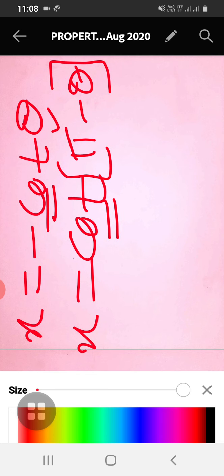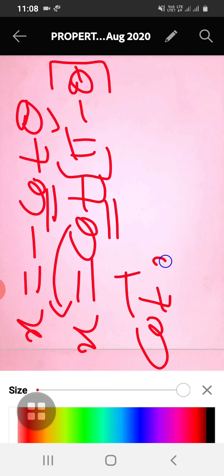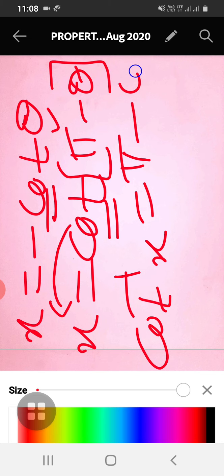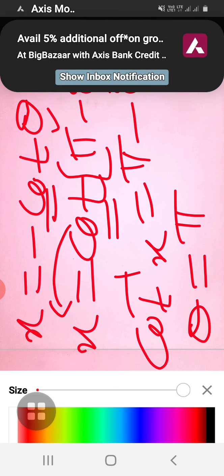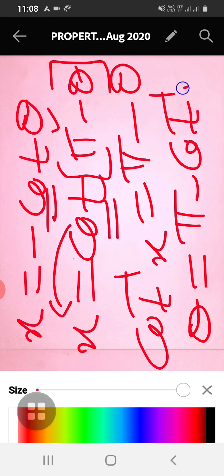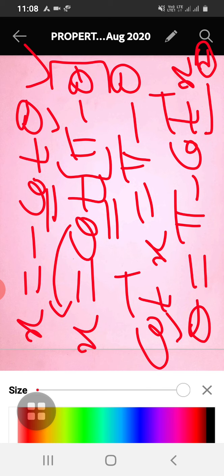Then I will shift this cot to the left hand side. So what I will get is cot inverse x is equal to pi minus theta. Then you shift theta to the left hand side. Theta is equal to pi minus cot inverse x. I will call this equation 2. So we go on observing these steps: I have shifted this minus theta to the left hand side, so theta is equal to pi minus cot inverse x.